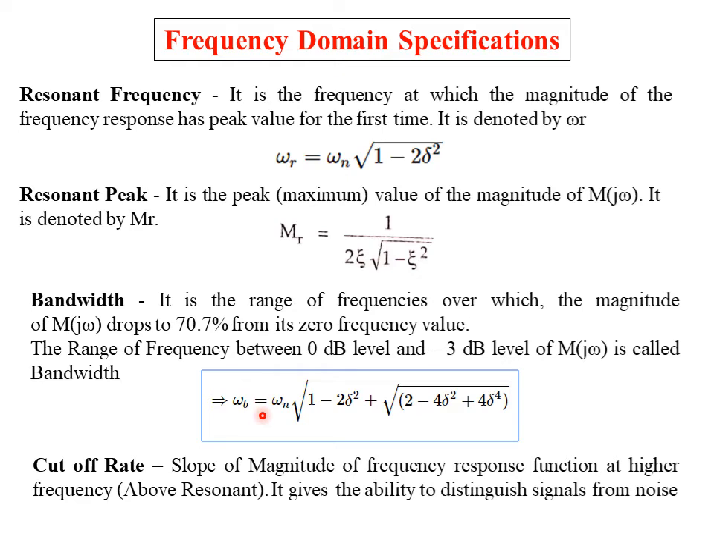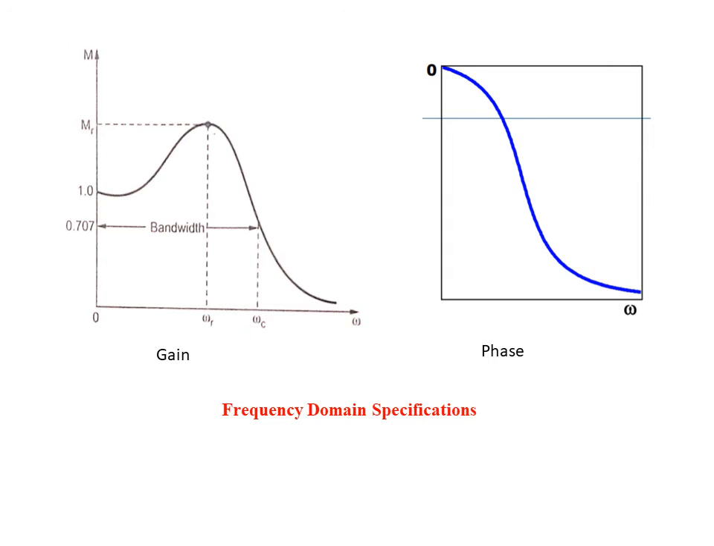Now another specification is the cutoff rate. That is the slope of the magnitude of the frequency response function at higher frequency, that is above the resonant frequency. It also gives the ability to distinguish the signals from the noise. So it is the slope of the magnitude of the frequency response function. Whatever the frequency domain specifications are, they are shown over here, in the form of gain and in the form of phase.